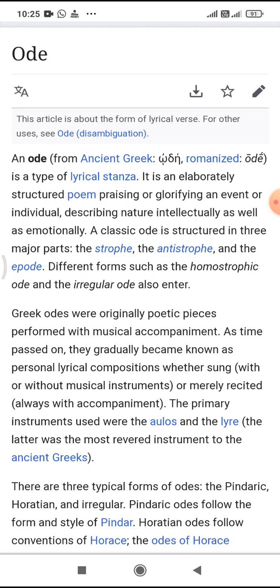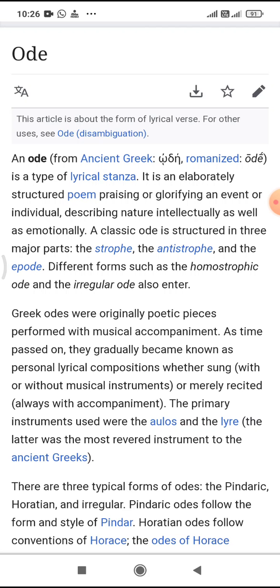Students, this is the Greek script in which it is written, and in Roman, it is written in the next place. An ode is a type of lyrical stanza, a stanza which can be sung in the form of a short song. It is an elaborately structured poem praising or glorifying an event or individual, describing nature intellectually as well as emotionally.